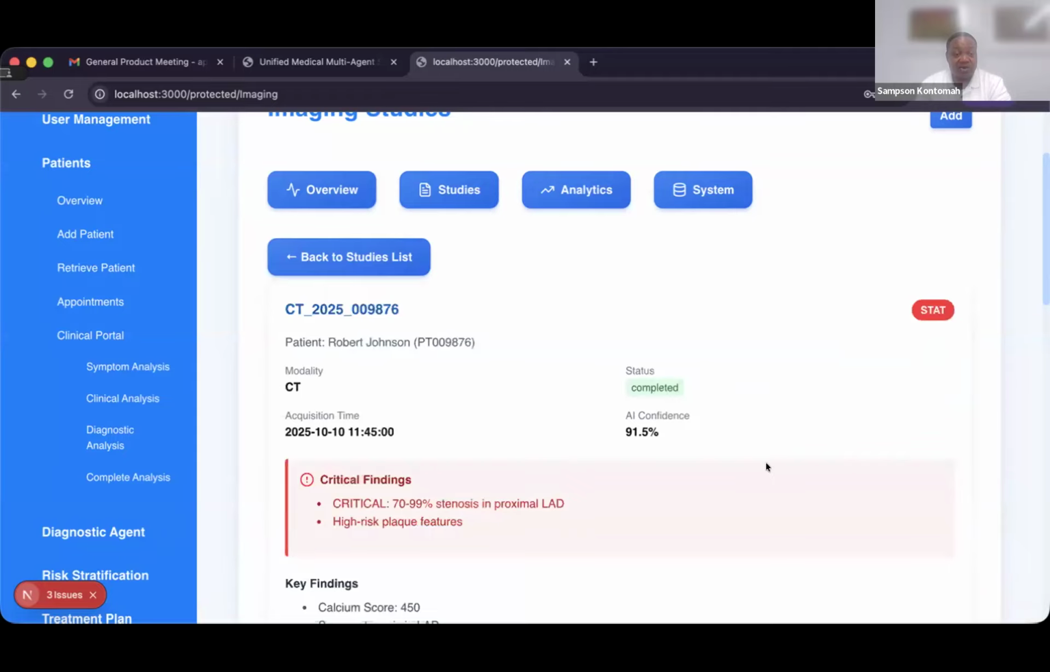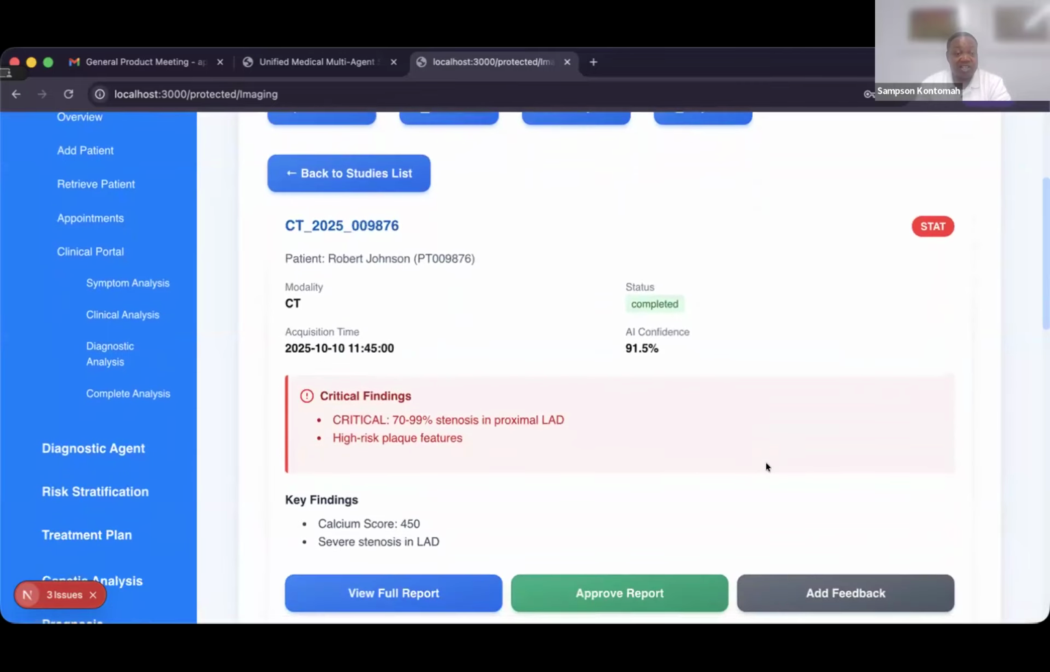So the next one is the coronary artery CT scan. And as you can see, the status is completed. What were the findings? Critical findings are 70 to 90%, 99% stenosis in the proximal LAD. And this is a high-risk plaque feature. What are the key findings? The calcium score is high, 450. And there is also severe stenosis in the LAD. And that is talking of the walls of the arteries. So in the LAD part of the arteries of the wall, they have severe stenosis there.